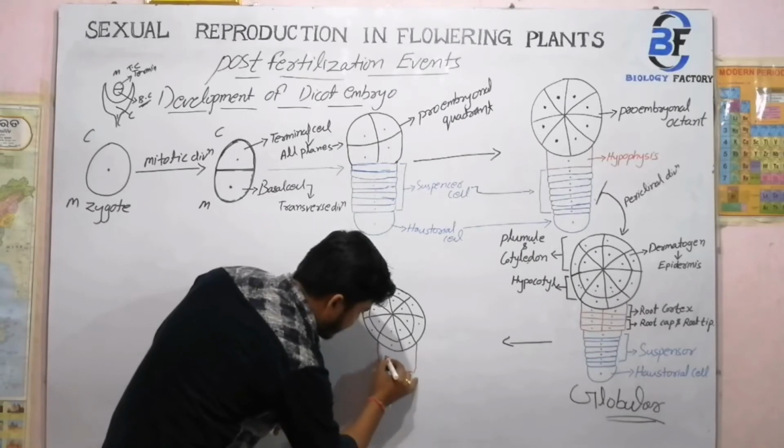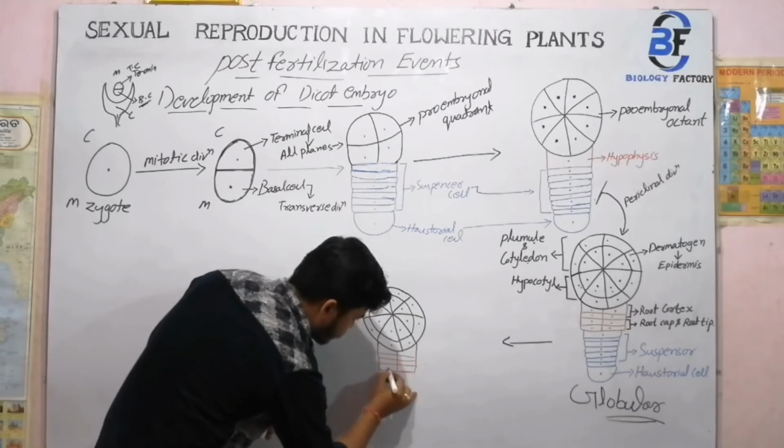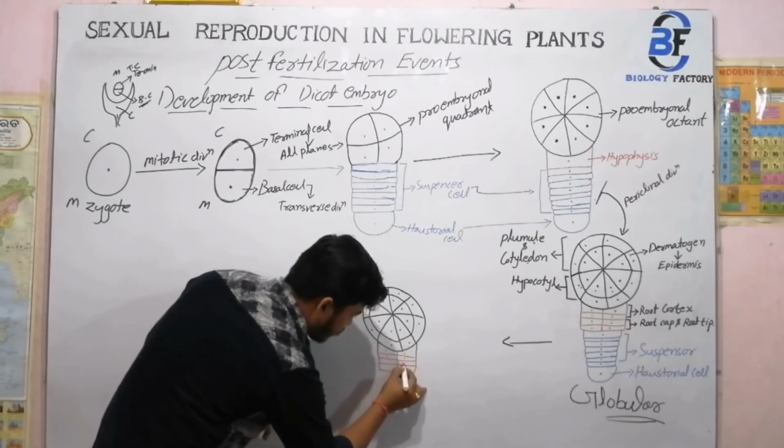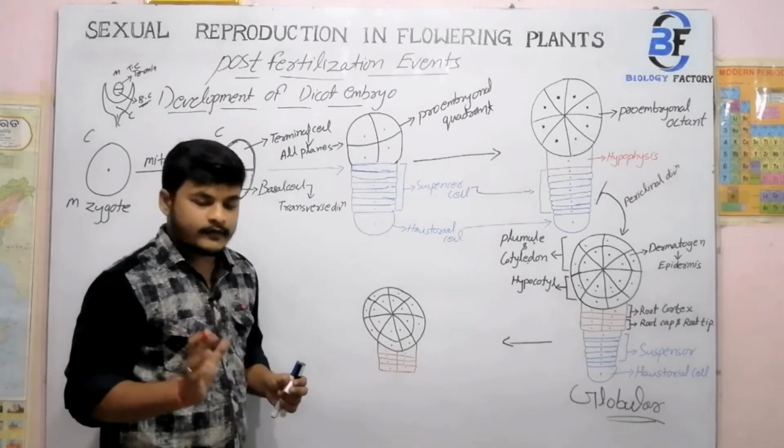So there are 8 cells in the hypophysis. We just draw all the 8 cells first. So these are the 8 cells: 1, 2, 3, 4, 5, 6, 7, 8. So here are the 8 cells of the hypophysis.